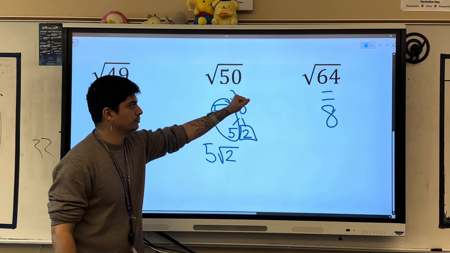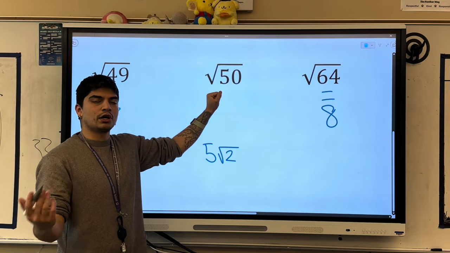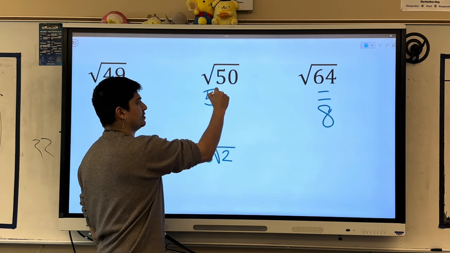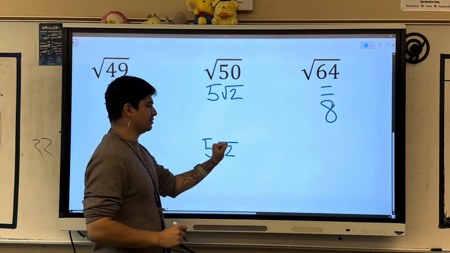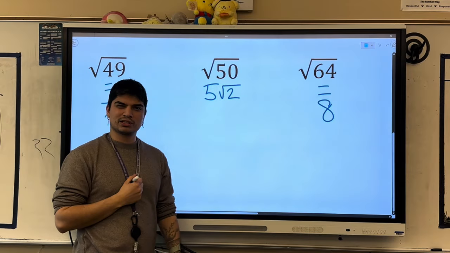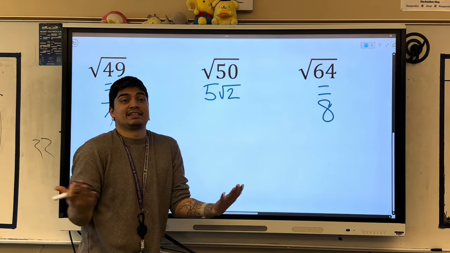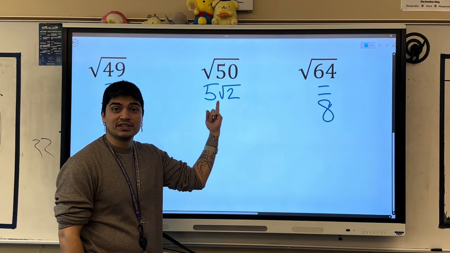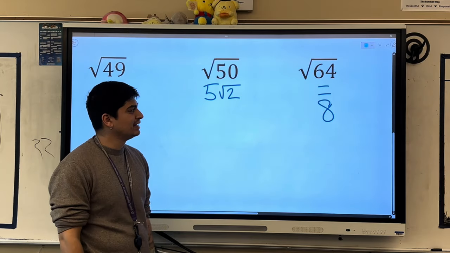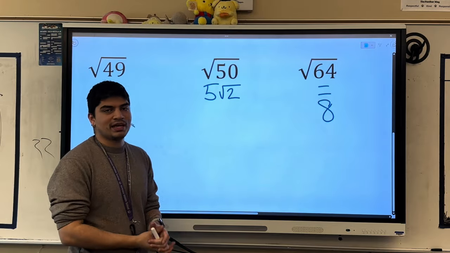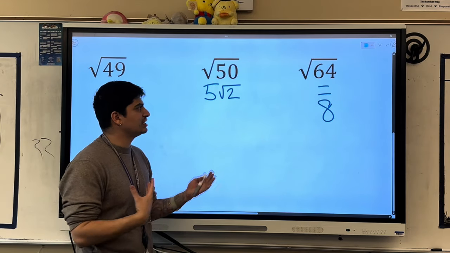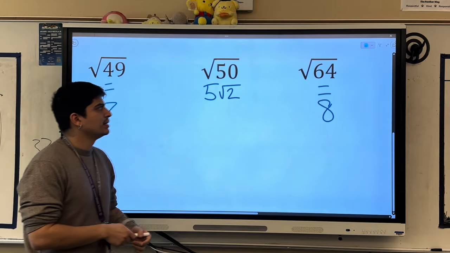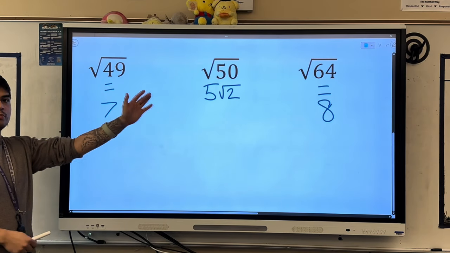5 root 2. Now, yes, that's awesome that we simplified this square root, but does this number mean anything to you? If you show this to your parent, if you show this to a guardian, would they even know what they're looking at? No, right? So estimating is when we actually give it a real number, a number that we can maybe understand.